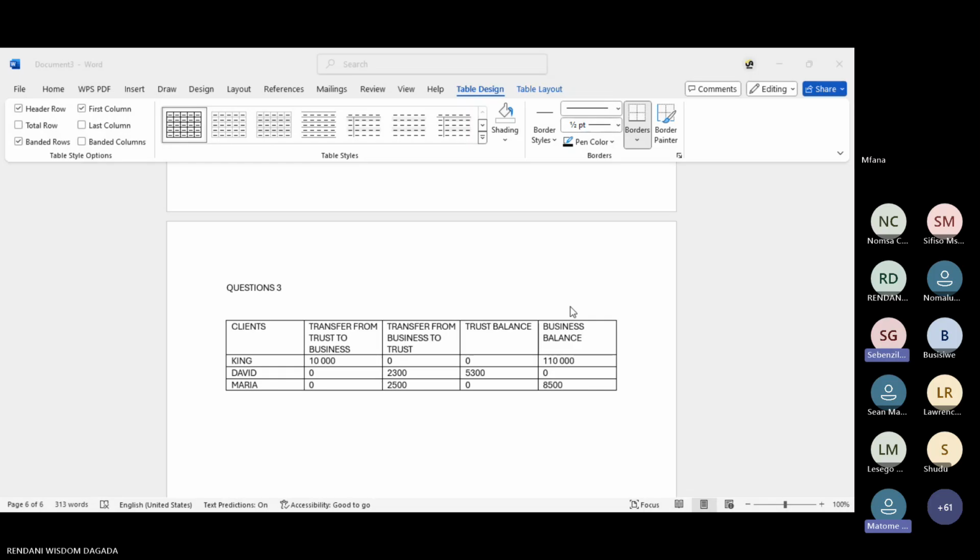Can someone please explain to me the third question, the section on David? I think it's the one for David. Can someone please explain to me how this works? I understand the first one, but then the second one, I don't understand it.